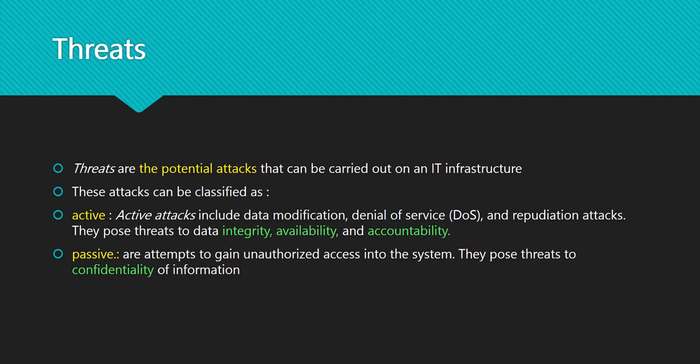The next ones are the passive attacks. These are the attempts to gain unauthorized access into the system. Passive attacks can be eavesdropping or snooping. Eavesdropping means if someone overhears the conversation in an unauthorized manner. And snooping also means accessing someone's information in an unauthorized way. If we are accessing the information by unauthorized means, the confidentiality is breached. So these are the possible threats to the organization.